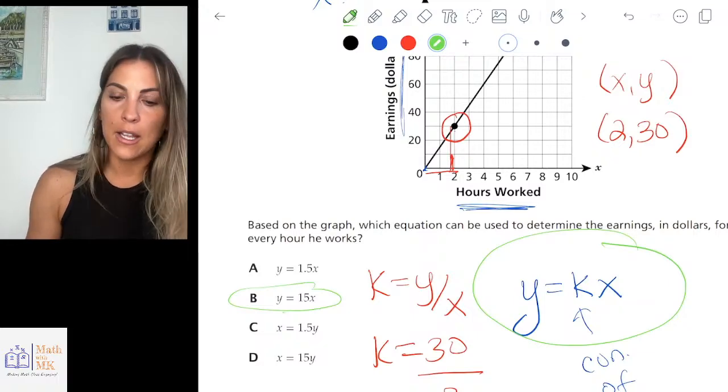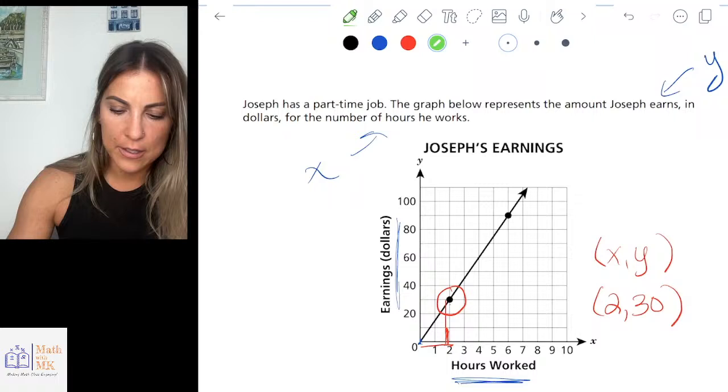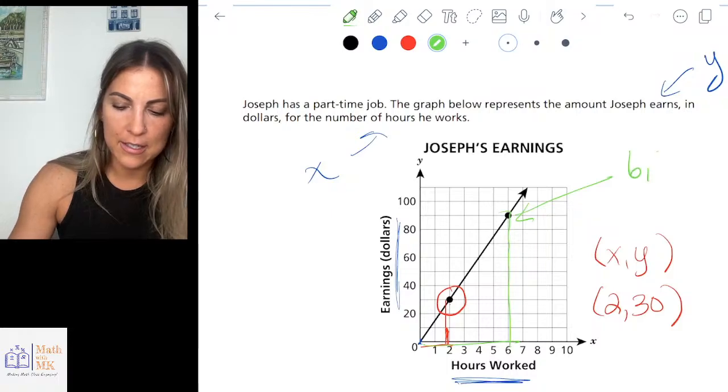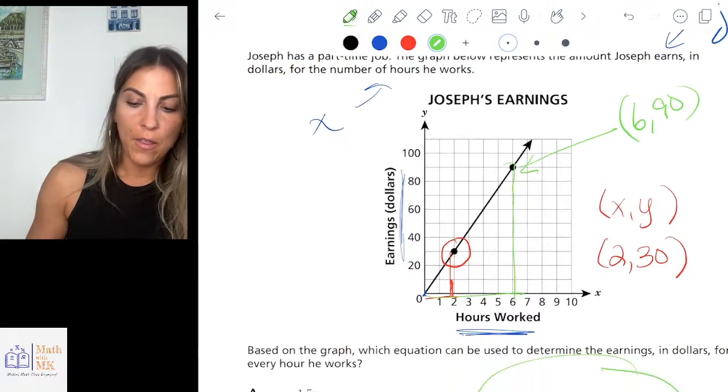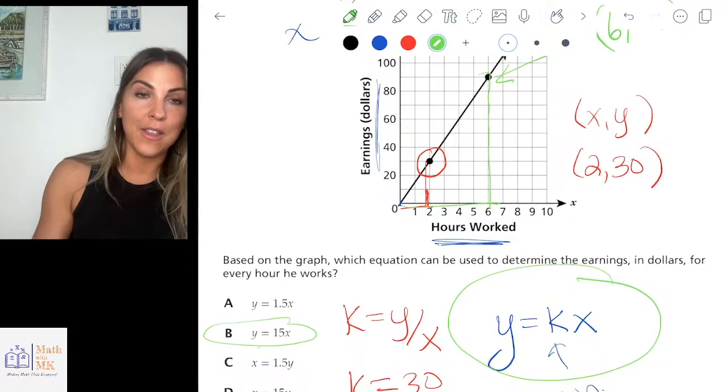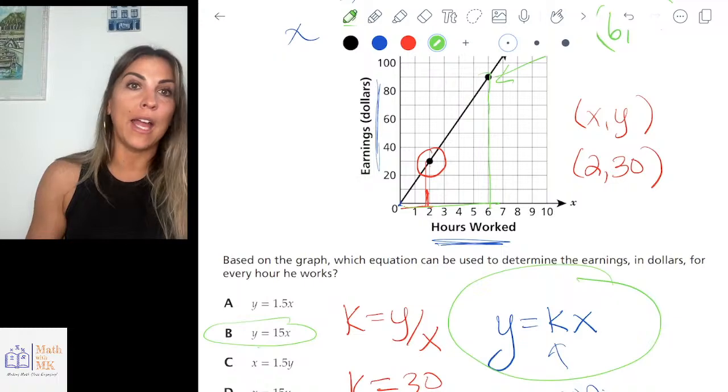You want to double check it? Easy. Pick another point from this graph. Let's take this one. That's going to be at 6, right? Because I went over 6 and then I went up to 90. So that's 6 comma 90. 6, 90 is a point on this line. So it needs to work in this equation B. It needs to make that equation true.